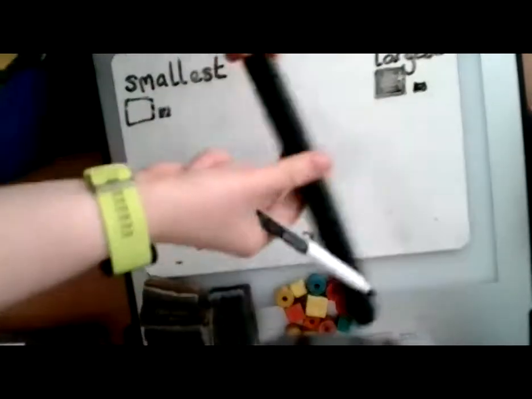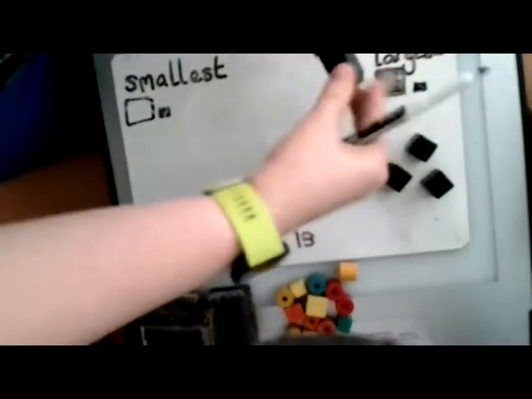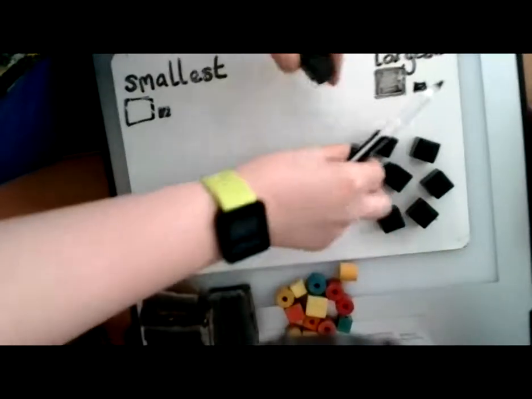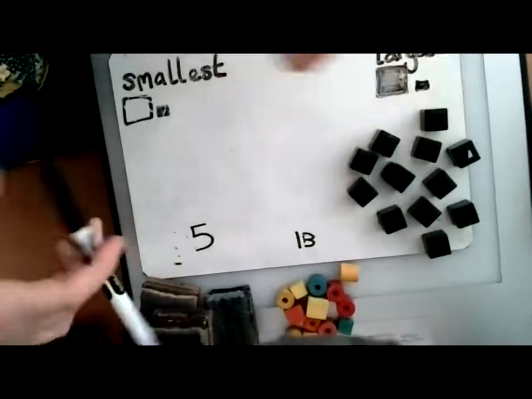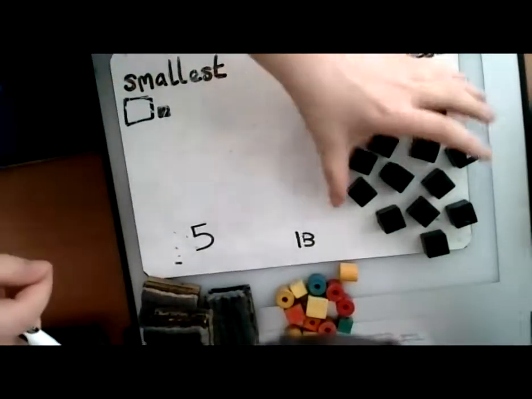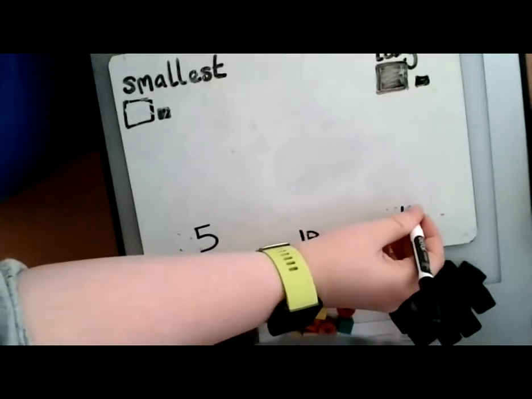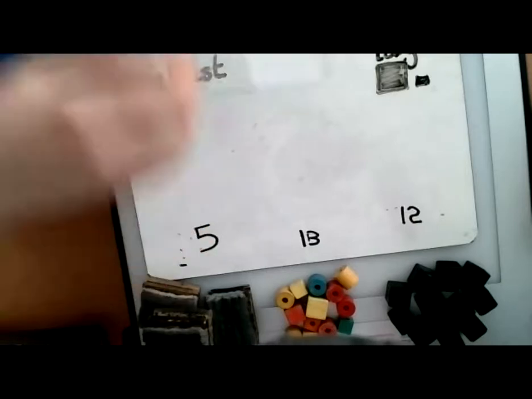And how many cubes do I have? Let's count my cubes together. I have 1, 2, 3, 4, 5, 6, 7, 8, 9, 10, 11, 12 cubes. I'm going to pop those down there, and I'm going to write 12. 12 has 1 ten and 2 ones. Fantastic. Okay, so now I've got my 3 numbers.